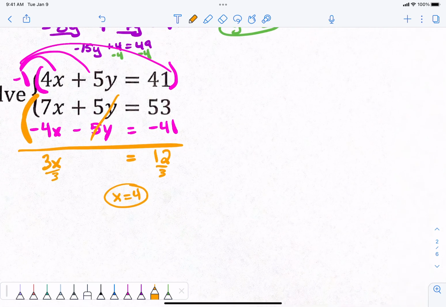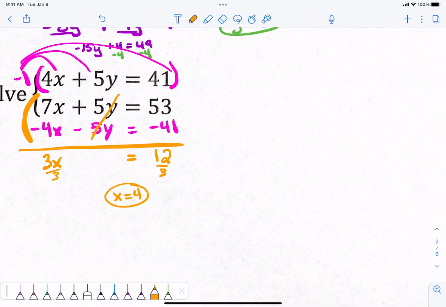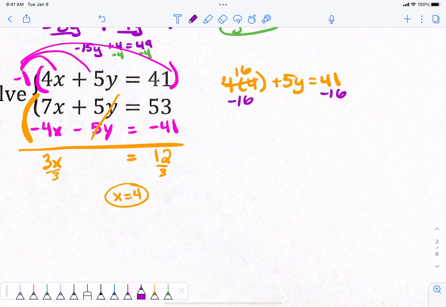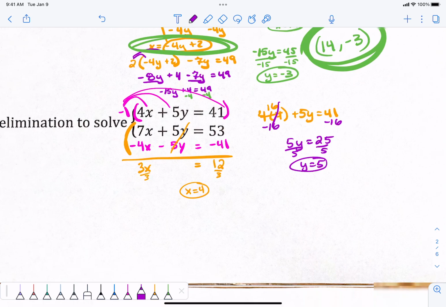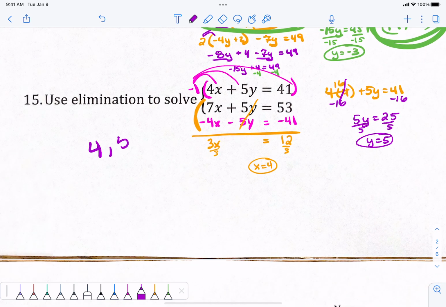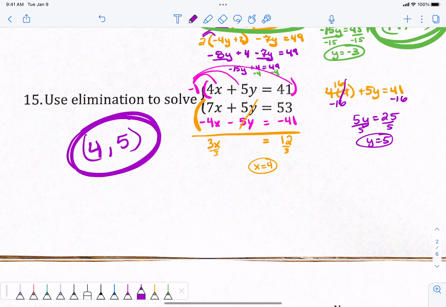The elimination is better. Which one would you like to plug into? The top? 4 times 4 plus 5y equals 41. We're plugging into the top, and we're solving for y. All right, 4 times 4 is 16. Then let's subtract the 16 over. 5y equals 25, and divide by 5, so y equals 5. So it'd be 4, 5. So my ordered pair is 4 comma 5. And why do I care about that ordered pair? What does that mean? That's where the two lines cross each other. Where the two lines intersect.